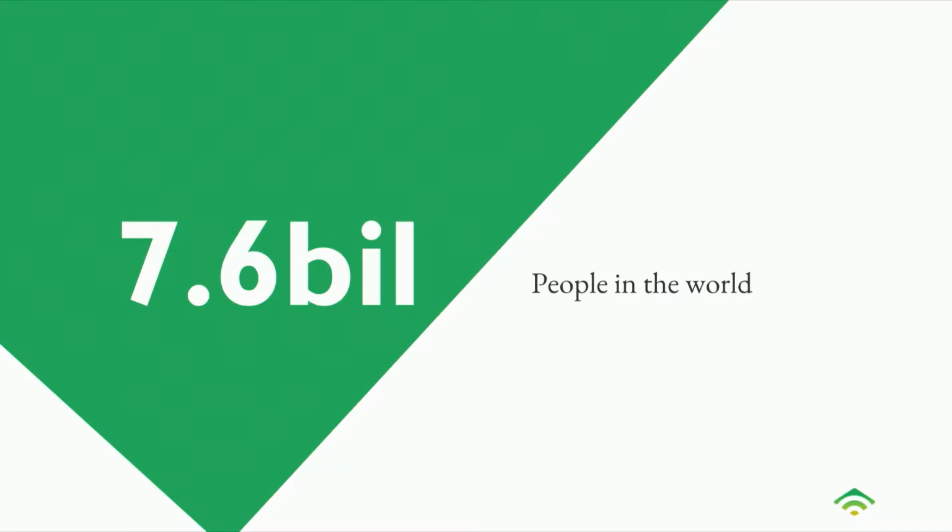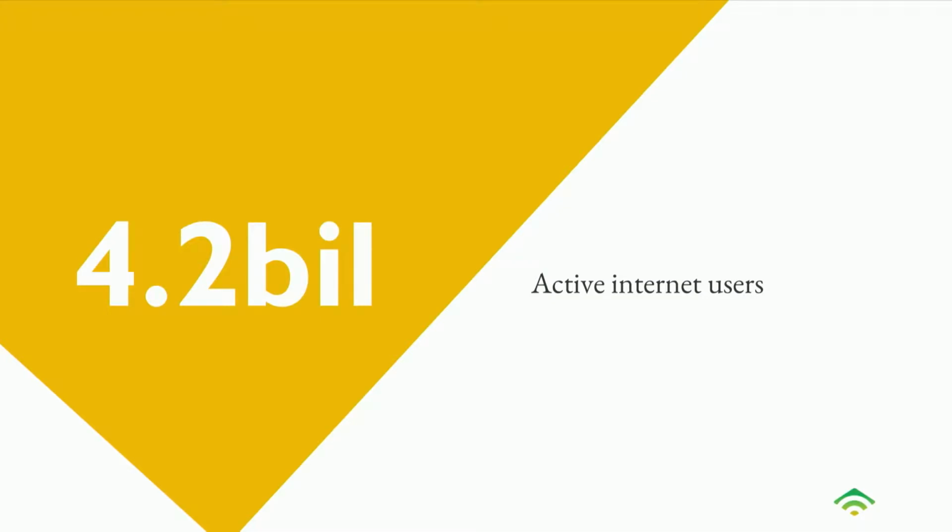So now I'm going to switch it up on you. Let's take another shot. Who can tell me out of those 7.6 billion people how many active internet users we have? If you have any idea. No one? Half? Close. It's actually a little more than half. 4.2 billion people in the world are actively using the internet.